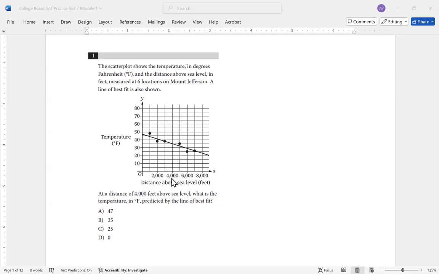So we go and look at 4,000, where our x value is distance above sea level. We look at where that line crosses, and that point where the line would predict, let me go ahead and draw something, is right here. And it has x value of 4,000 and y value of approximately 35. Therefore, the answer to question 1 is B, 35. So B, 35 is the correct answer.